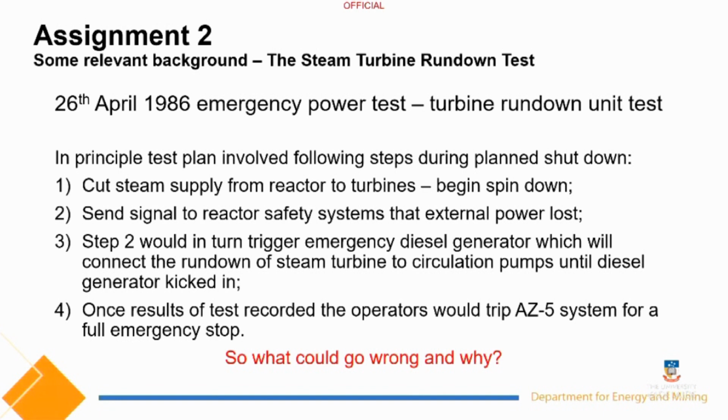Very simple test, nothing complicated. Everything was meant to be safe. We were shutting down. We just wanted to measure how much power this running spinning turbine was generating. Was it enough to run the backup diesel generators or circulate the pumps while the backup diesel generators were starting, because they needed about 30 to 40 seconds to start. So the question is, well, what could possibly go wrong and why?